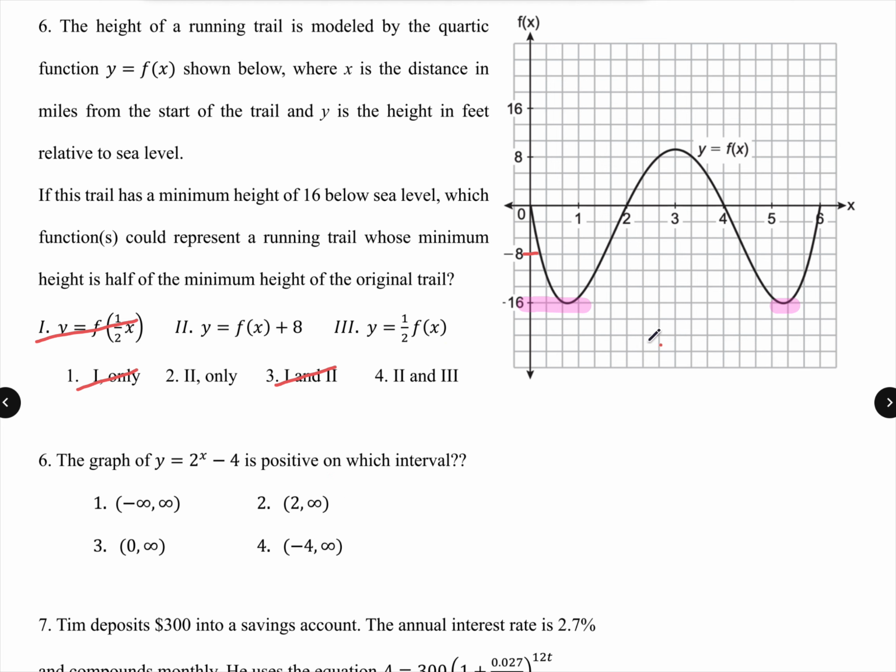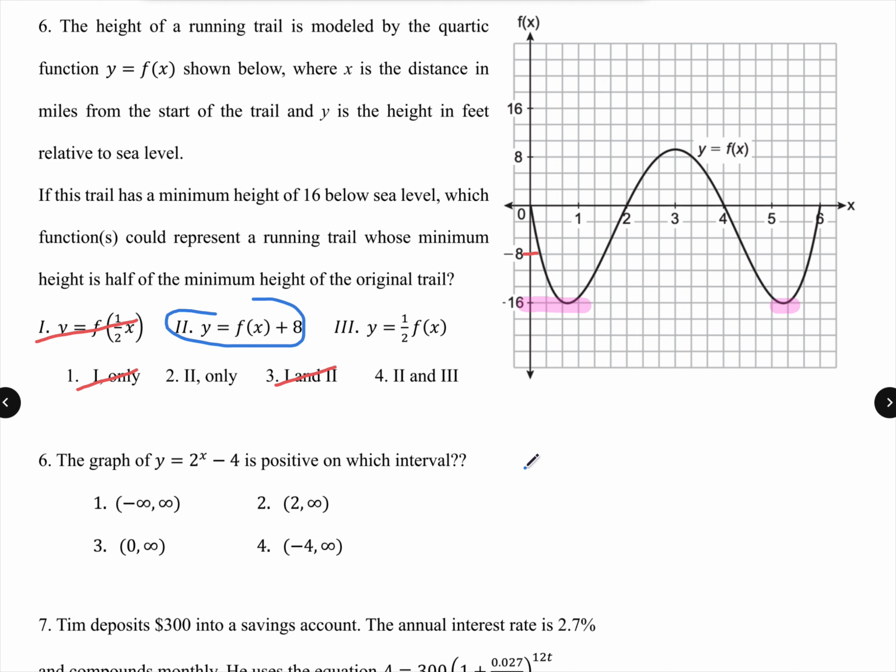Number 2 is the midline, which basically means I'm going to be adding 8 to all of my values, because I'm shifting it up 8. Well, if my min was negative 16 and I shifted up 8, where's my min going to end up? Negative 8. So this is one that's good. It doesn't really help me because 2 is a choice, and then also 2 and 3 is a choice.